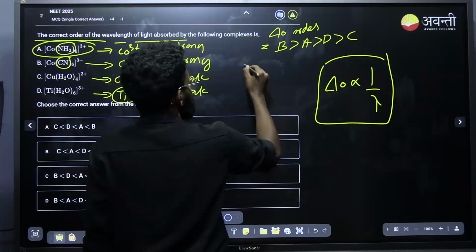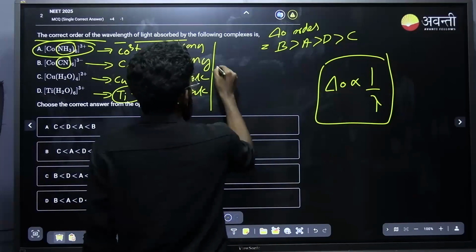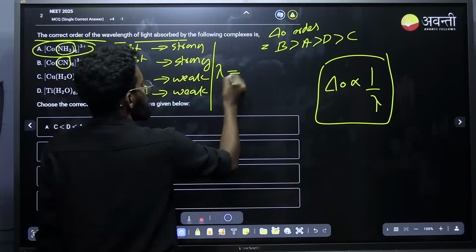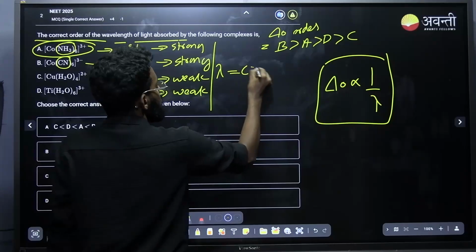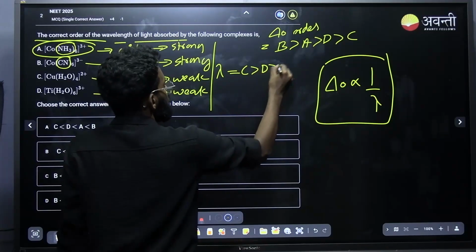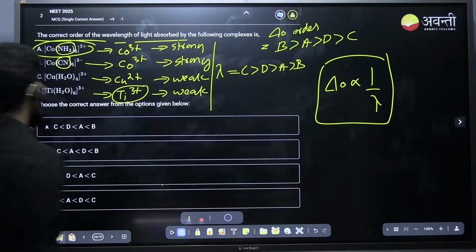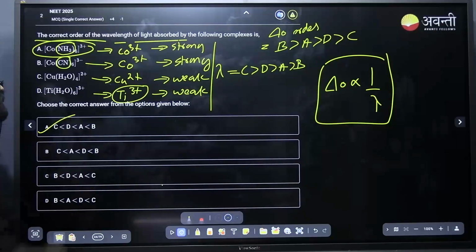And if this is the order of delta O, then what is the order of lambda? Lambda order: C will be greater than D, then A, then B. So this is going to be the answer. What is the answer? Yes, option A is the correct one. So this is the point we have to add here.